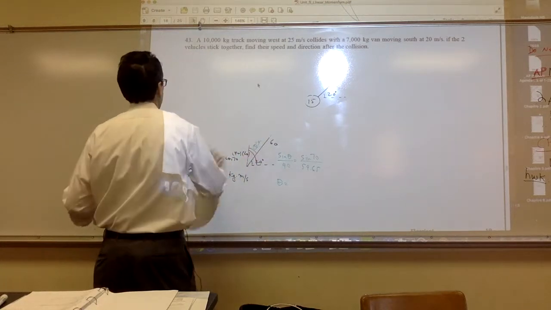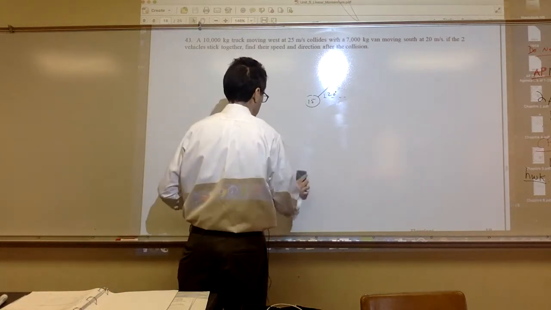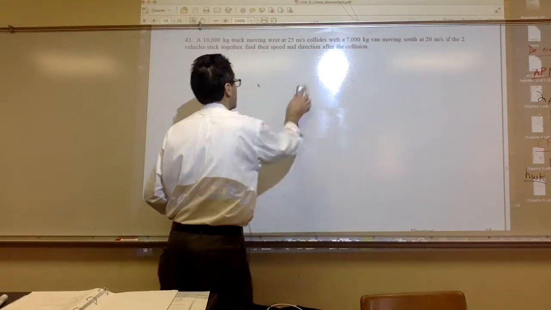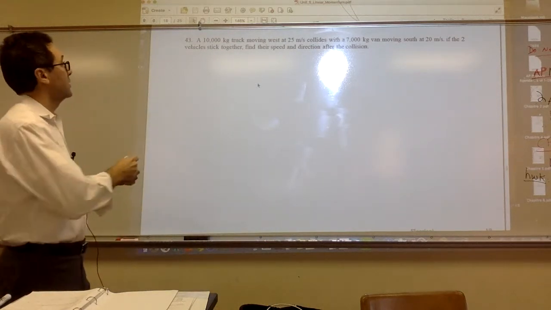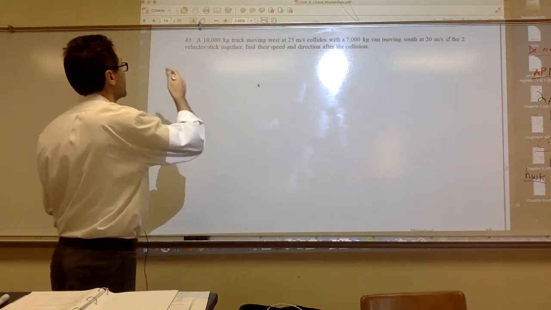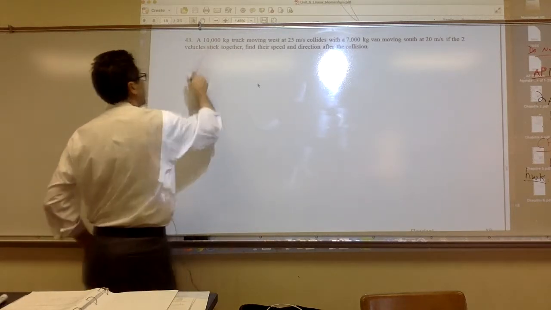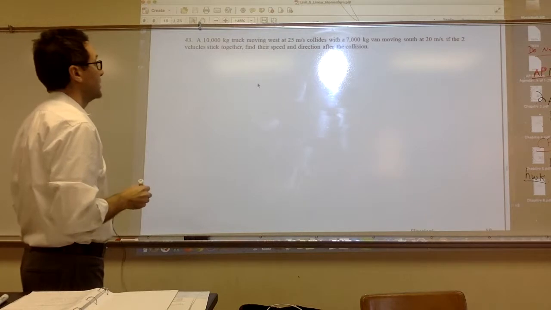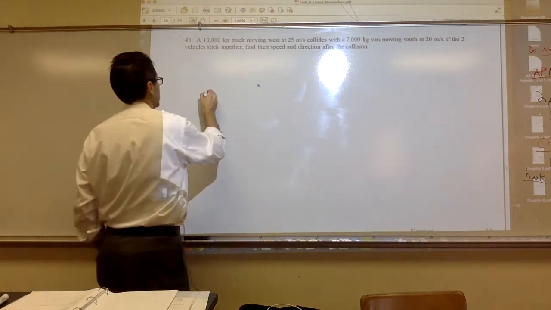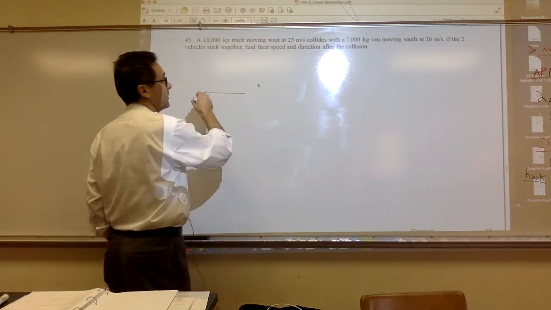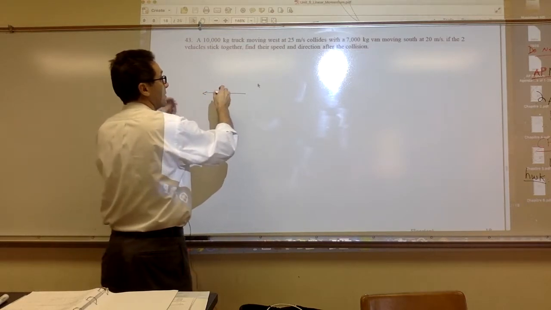All right, let's try number 43. And as you can see, I'm doing all this with law of cosines. If you're interested in the chart, you can go back to the haiku page. A 10,000 kilogram truck moving west at 25 meters per second collides with a 7,000 van moving south. Okay, so this is a right angle collision.